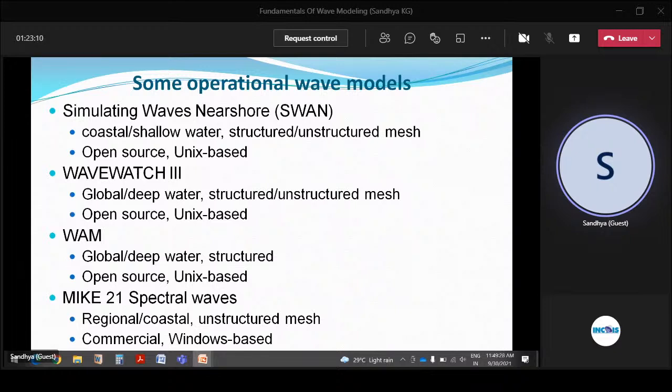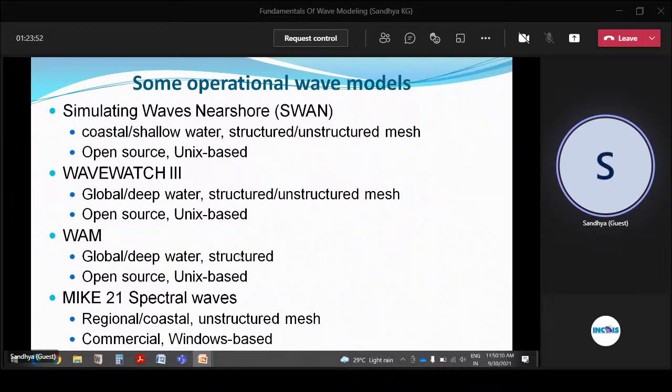Now coming to some operational wave models. There is a wave model called Simulating WAves Nearshore, or SWAN, which is a coastal wave model or shallow water wave model. It has structured and unstructured mesh options. I'll show you an unstructured mesh in the coming slide. This is an open source model and it is Unix based, so it's freely available. There is another model called WaveWatch 3, which is a global or deep water model. Nowadays in the latest versions, even shallow water is covered. The shallow water part is also there in the equations. The latest versions come in structured and unstructured mesh, and it is also open source and Unix based.